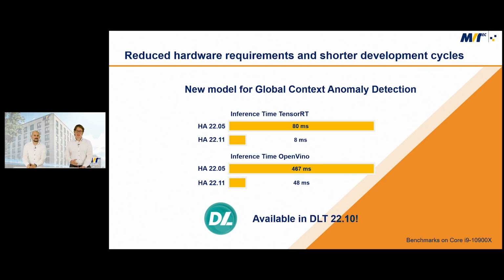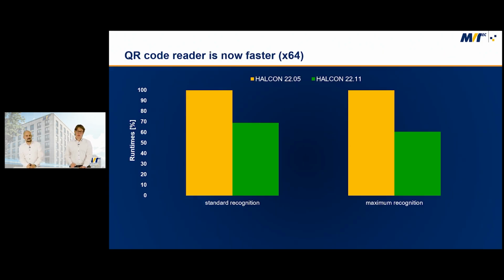No problem. So this is all for the global context anomaly detection for now. And we jump to the QR code reader. The QR code reader is now faster on 64-bit systems and ARM-based systems. And the numbers are quite comparable.